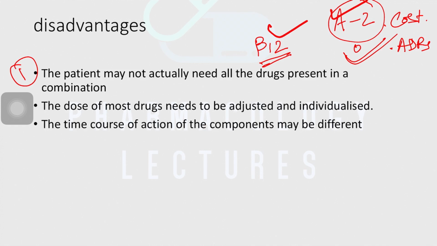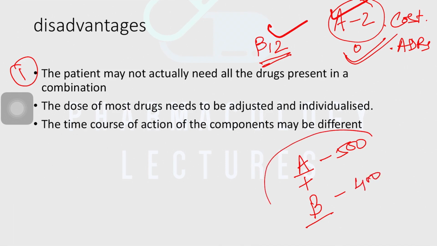The doses of most of the drugs need to be adjusted and individualized. In fixed dose combinations, the doses are fixed. For example, a fixed dose combination contains drug A and drug B, where drug A's dose is 500 and drug B's dose is 400. Now you cannot change this dose. If you need to change a dose, you need to change the whole formulation.